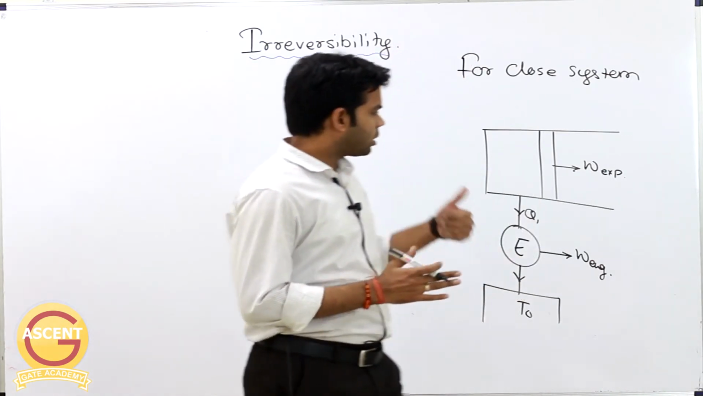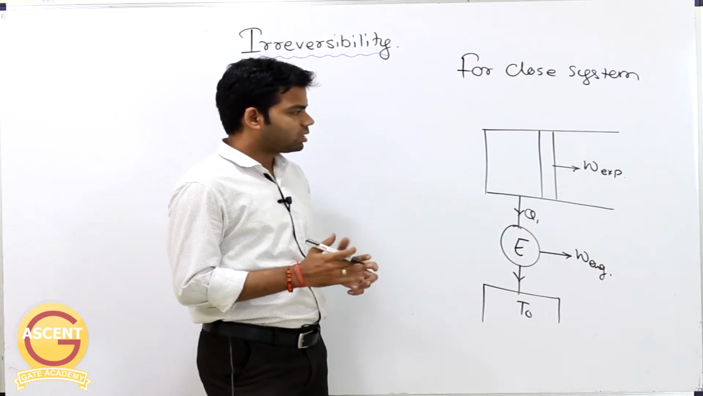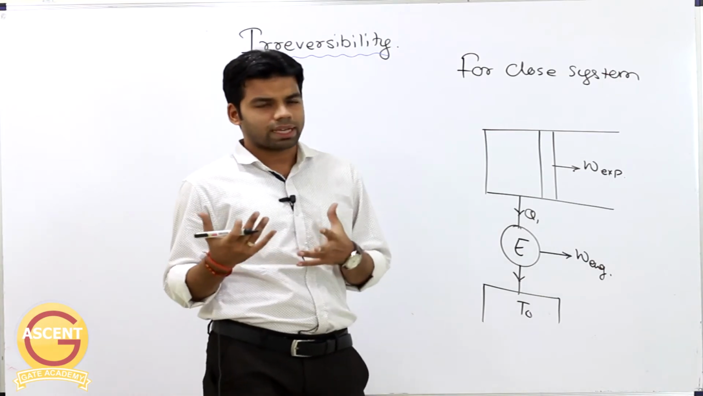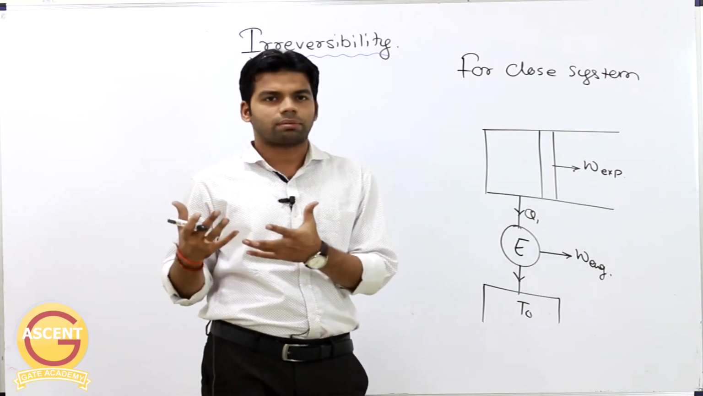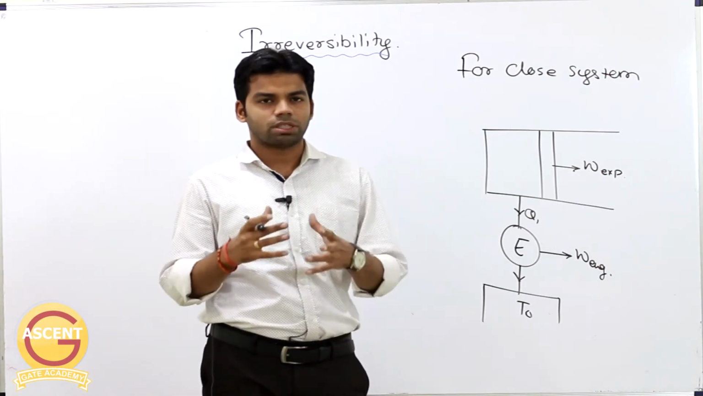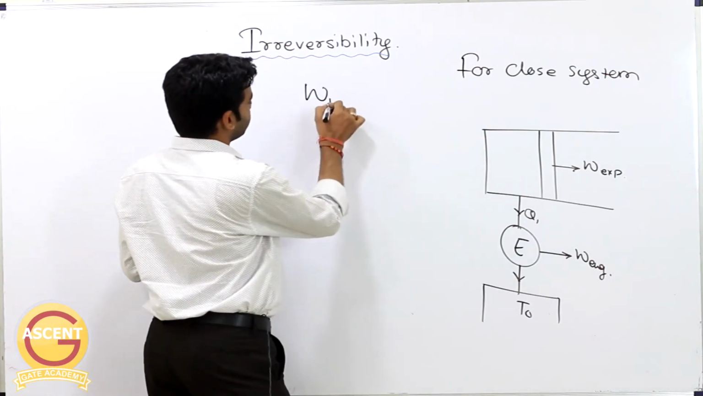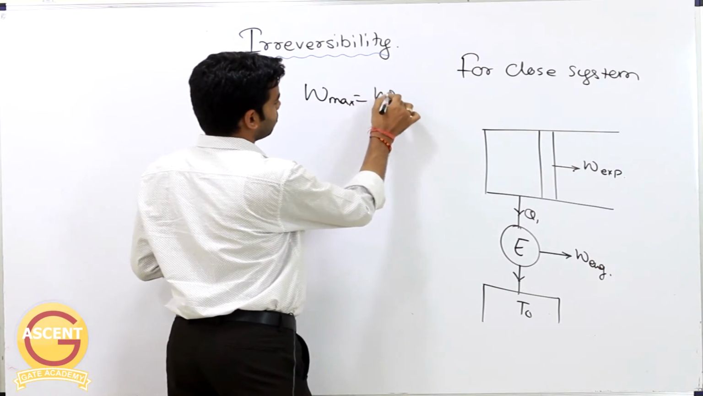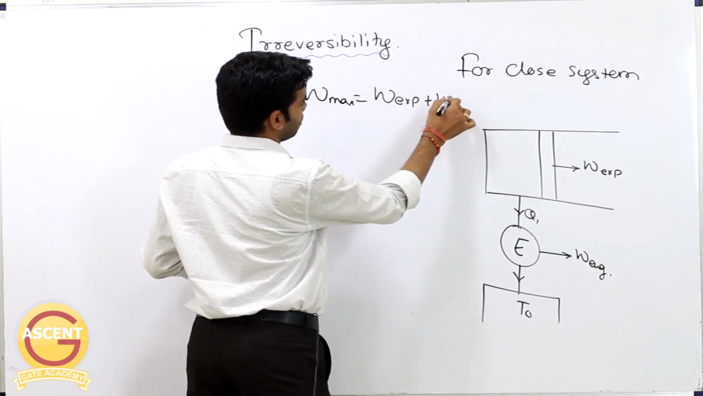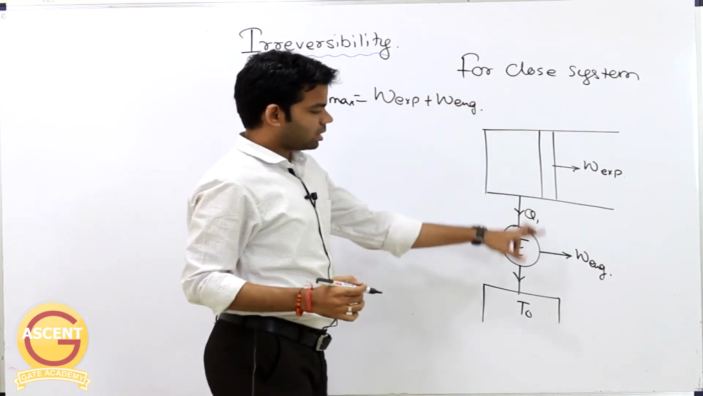I have already told you, the total loss in available energy because of some irreversible processes is nothing but the irreversibility. Now for the closed system, as we have seen, in order to determine the maximum work, we first wanted to determine the maximum available energy, how much potential work is available there. So, what we did was we calculated this W max, which was equal to W expansion plus W engine. Getting this or not?